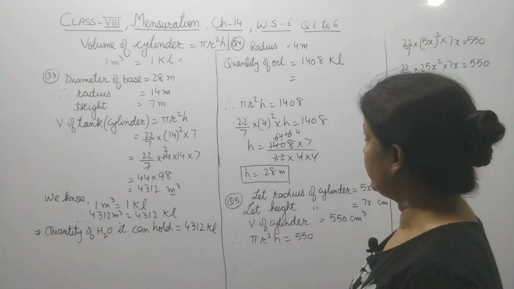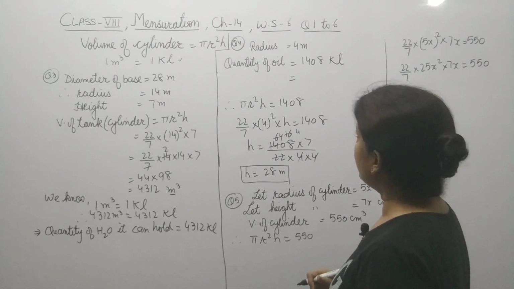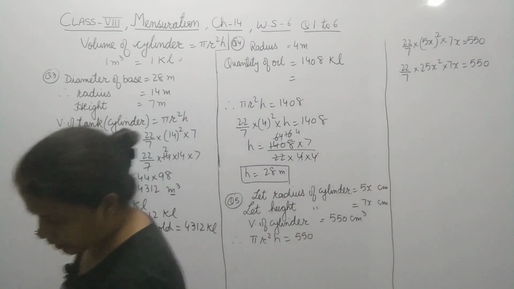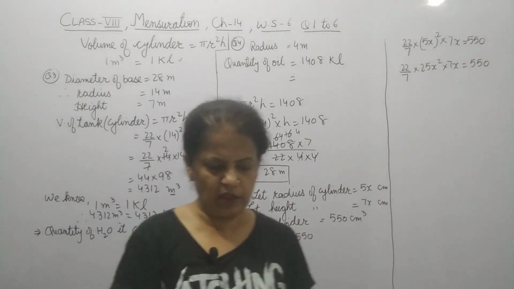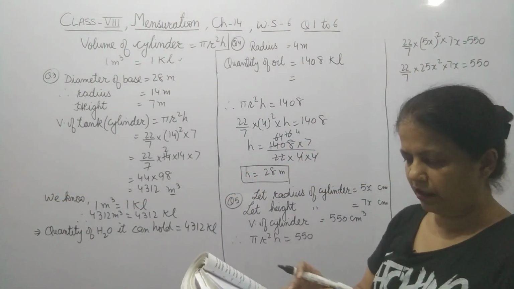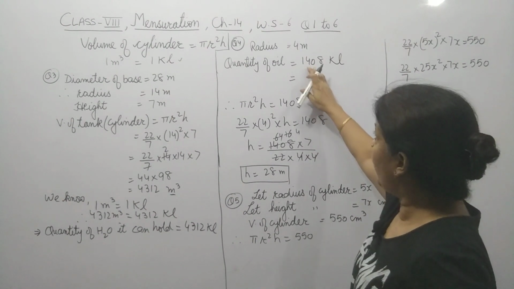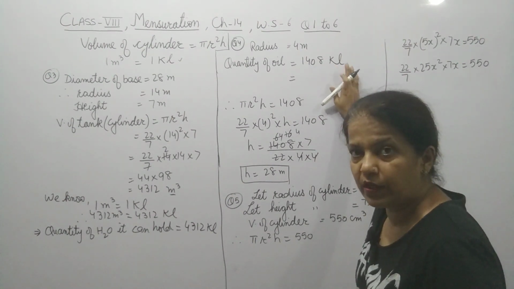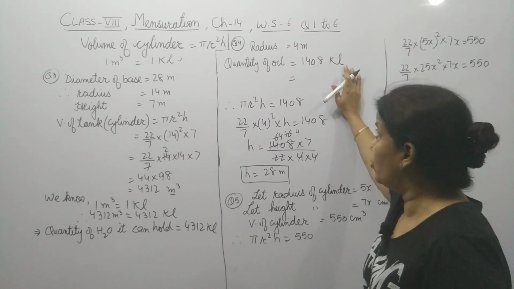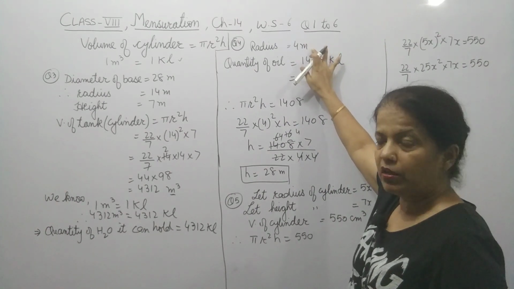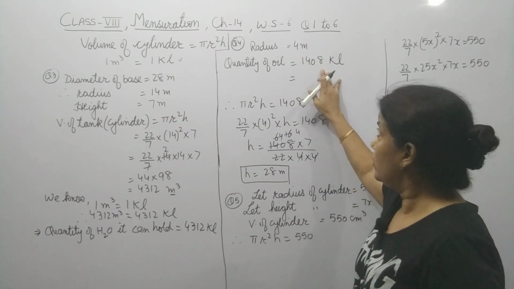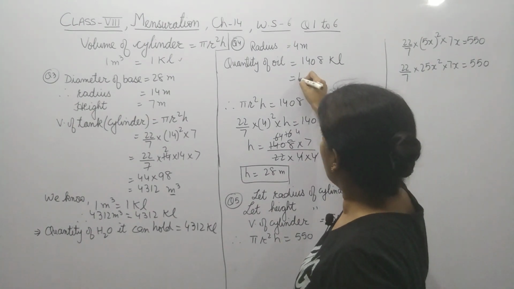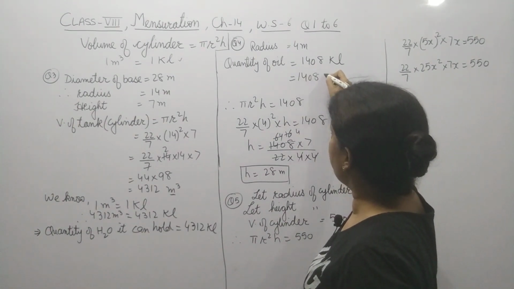So the answer is 4312 kiloliter. Now question fourth is that the radius of the cylindrical oil can is given. Find its height if it can contain 1408 kiloliter. Kiloliter is given, and the radius is given in meter. So we will convert this kiloliter into meter cube first. So 1408 kiloliter equals 1408 meter cube.